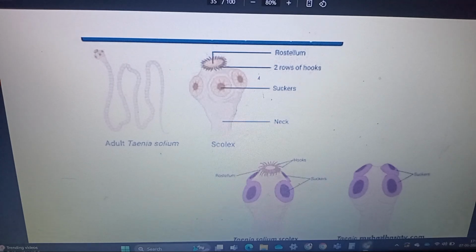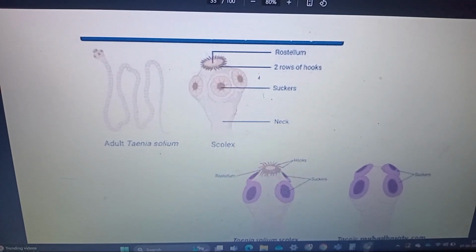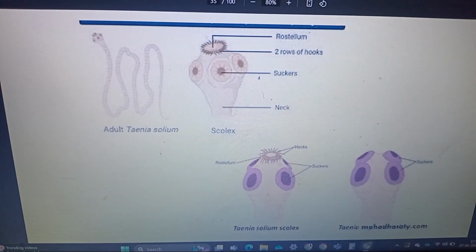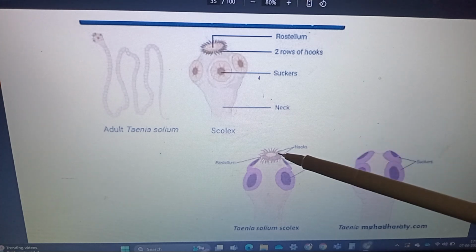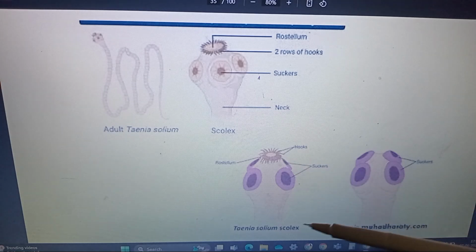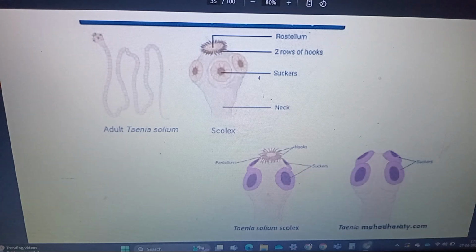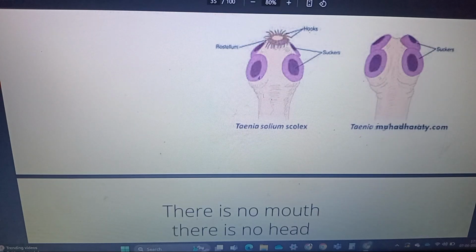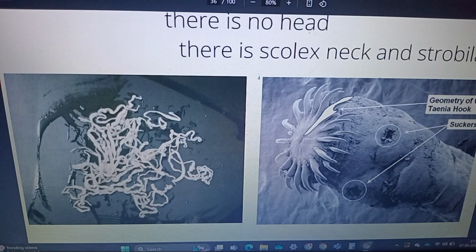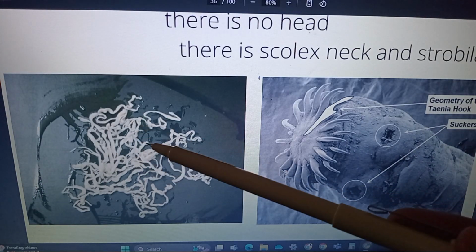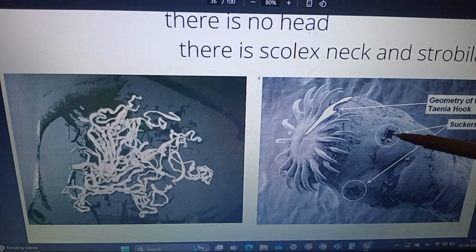This is the Taenia. There are two Taenia. One is Taenia solium, other is Taenia saginata. In Taenia we are seeing these are the suckers, and this is the hook, the rostellum. The Taenia solium has a hook. The definitive host in both is humans. A long worm lives in the intestine of humans. Here we see these are the suckers and these are the hooks with which it attaches to the intestine.